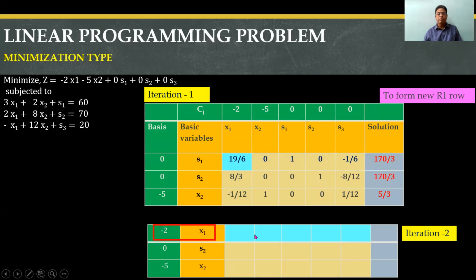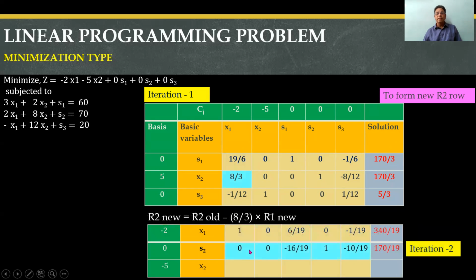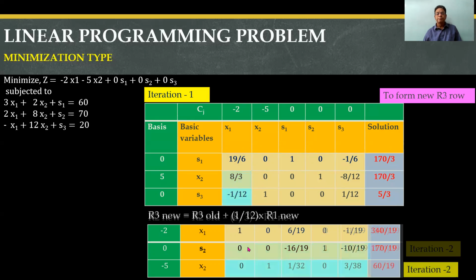So 19 by 6 can be made 1 like this, dividing this entire row by 19 by 6. So 19 by 6 divided by 19 by 6 will give 1 here and the other elements will change accordingly. Now this 8 by 3 has to be made 0. So how will we make 8 by 3 as 0? 8 by 3 can be made 0 as R2 old minus 8 by 3 times R1 new will give us the new element of R2 and that will be 0. And similarly, to make minus 1 by 12 as 0, what will we do? We'll get this 0 as R3 old, that is minus 1 by 12, plus 1 by 12 times 1. This one is the R1 new element and we'll get the elements like this.